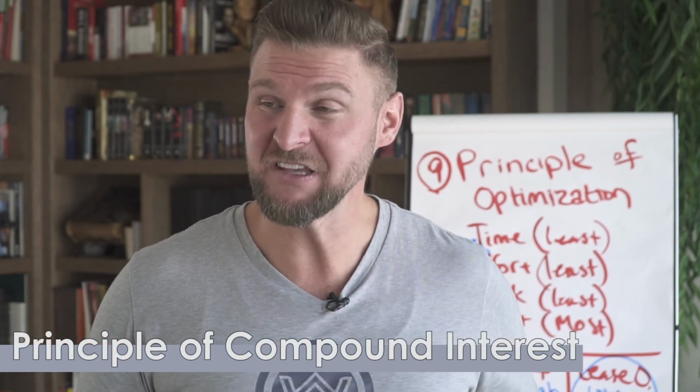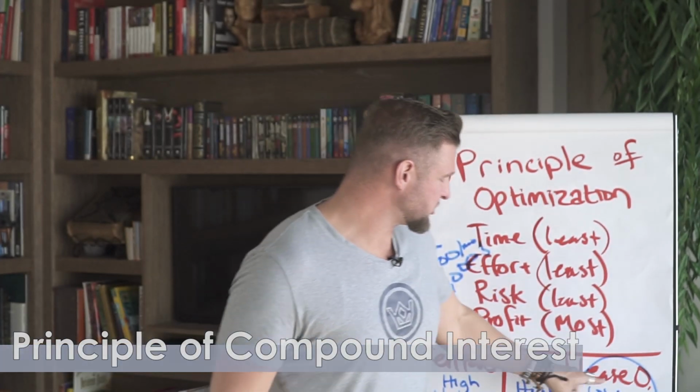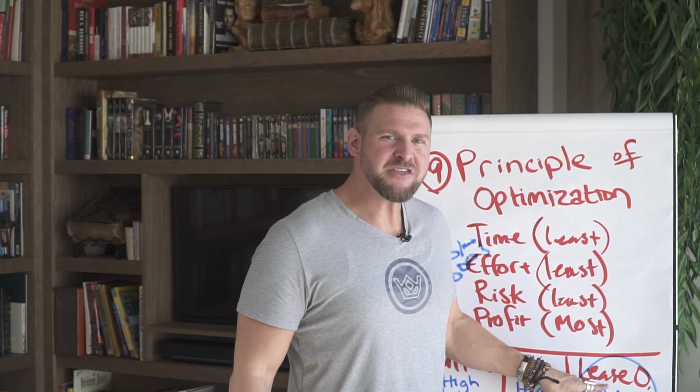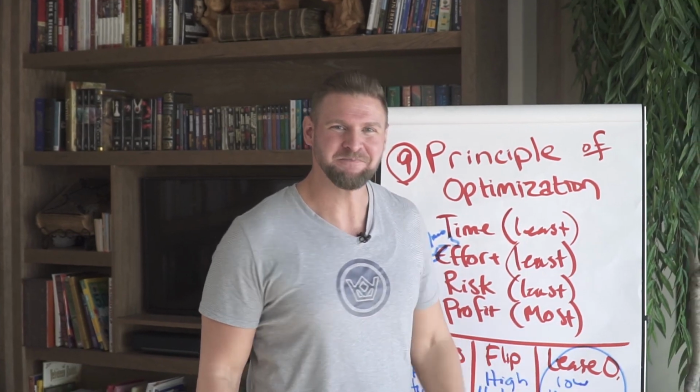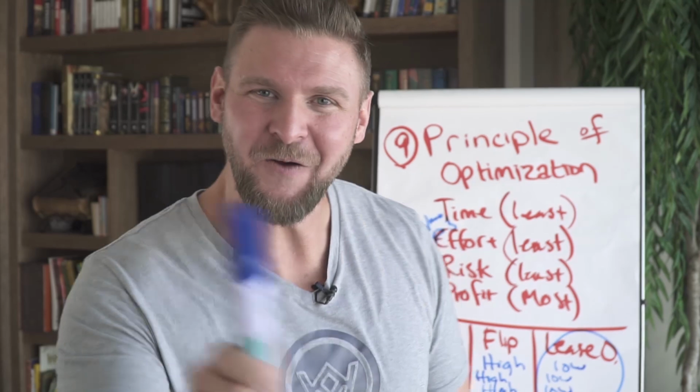Principle 10 is: if you were to run with this strategy, how do you turn it into $50,000 a month of residual income? I'm going to show you that right now.